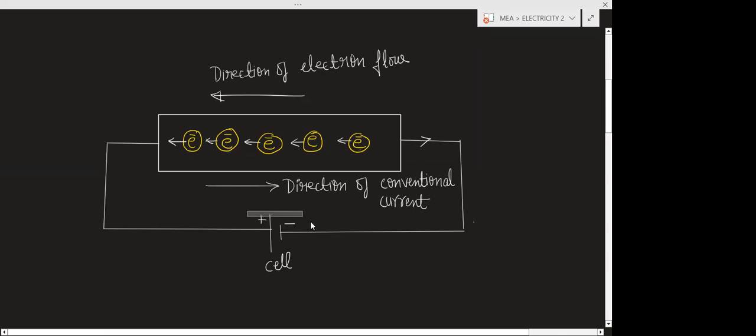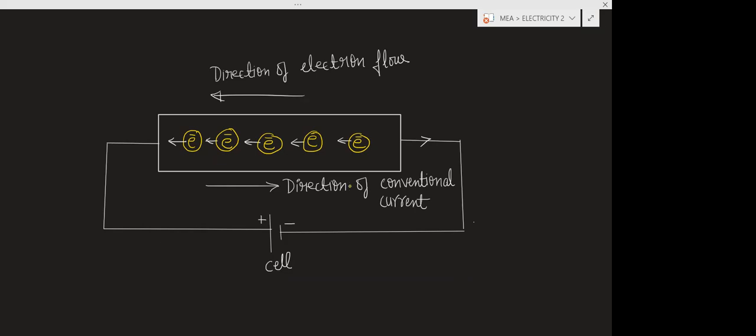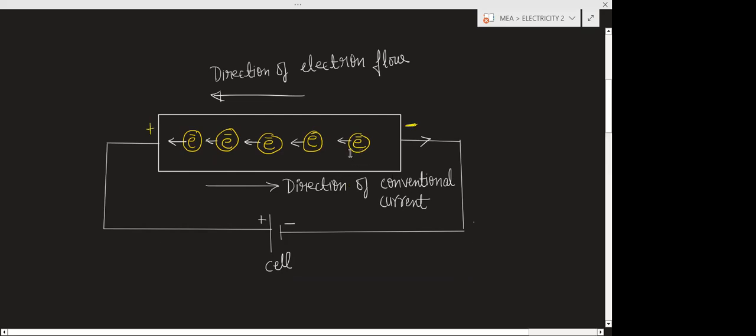Now you can see when you have connected the cell or battery, these electrons are moving in the same direction, from the negative end of the wire to the positive end of the wire. So basically you can say that this is the direction of the flow of electrons.